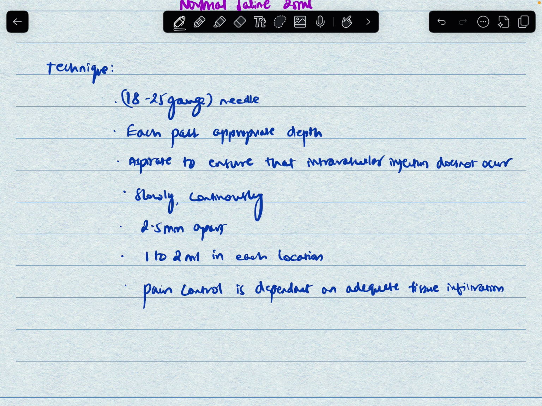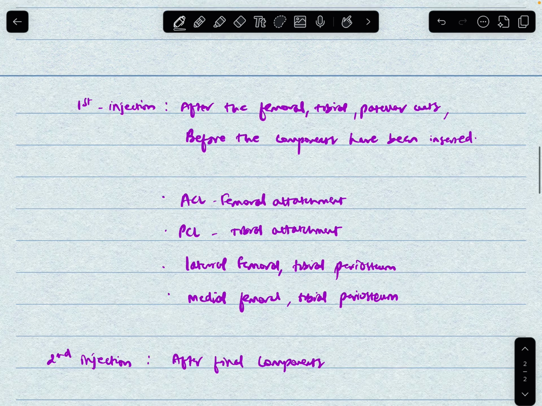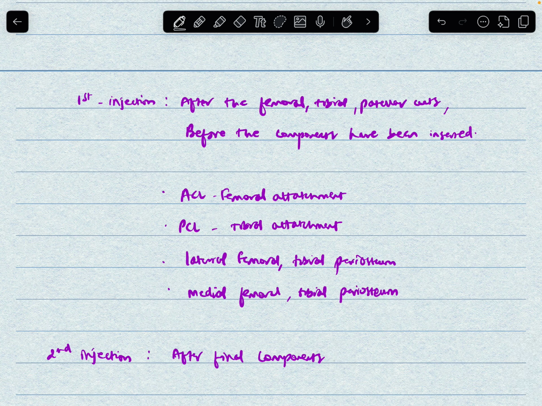And this pain control with periarticular injections is dependent on adequate tissue infiltration of this cocktail. So the first injection should ideally be given after the femoral, tibial and patellar cuts and before the components have been inserted, and based on the different investigations on the nerve endings in and around the knee, the locations of this cocktail are determined.